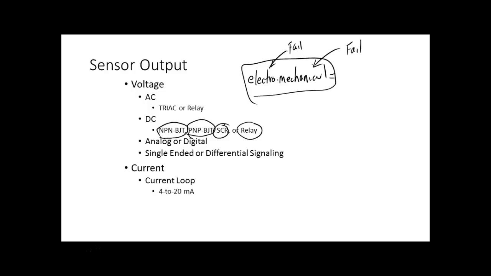And we talked about single-ended, right? What does single-ended mean? We use two wires, but we reference one to what? Ground. Now, what we do on differential is we use two wires, but neither wire is referenced to ground.